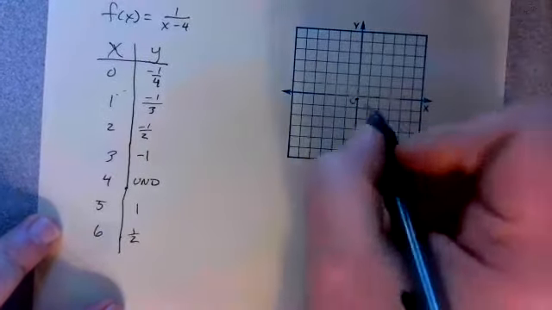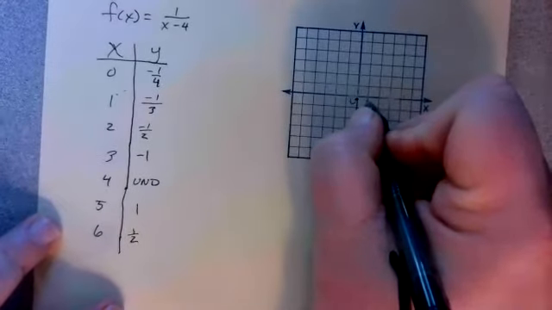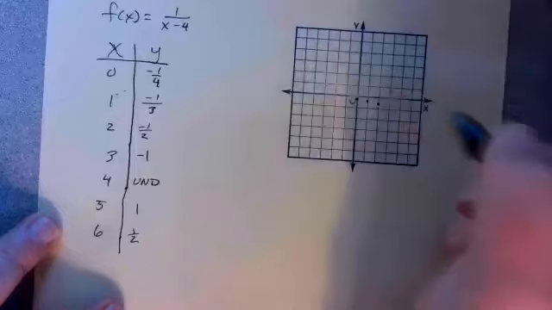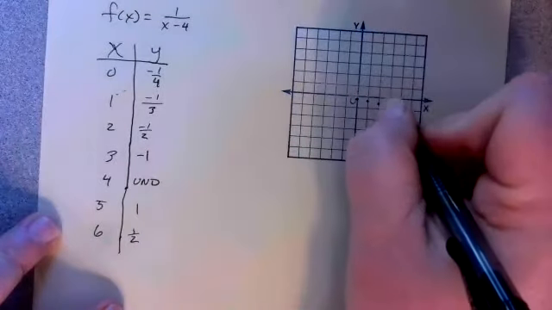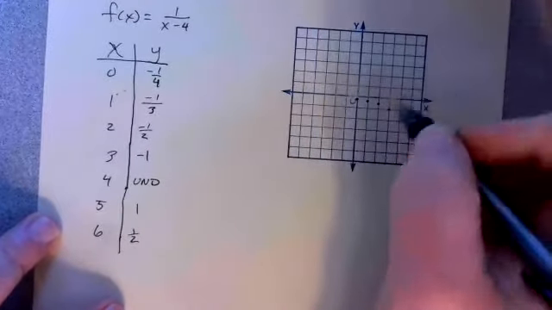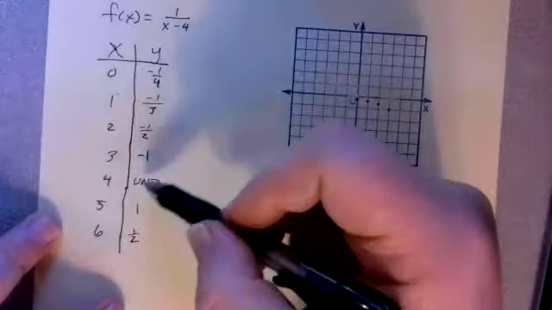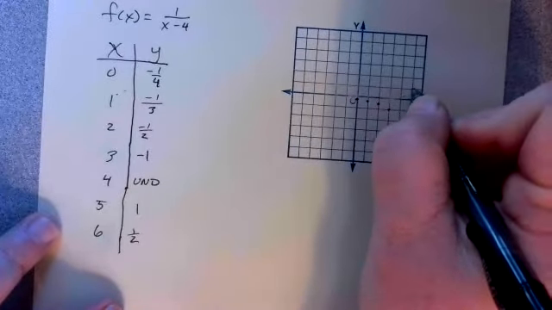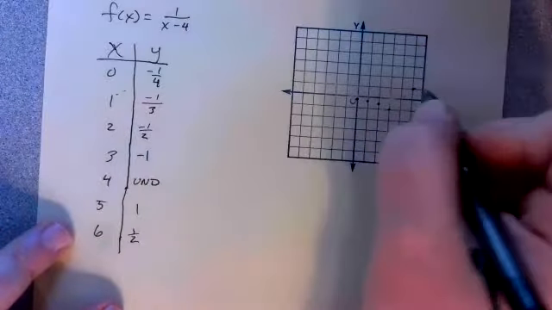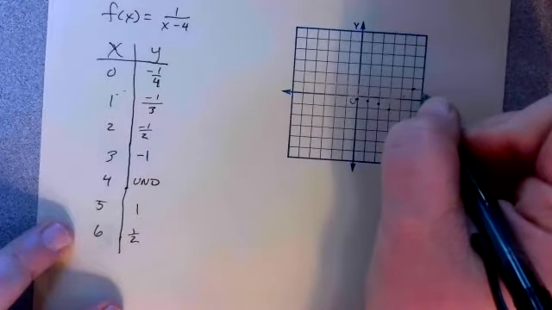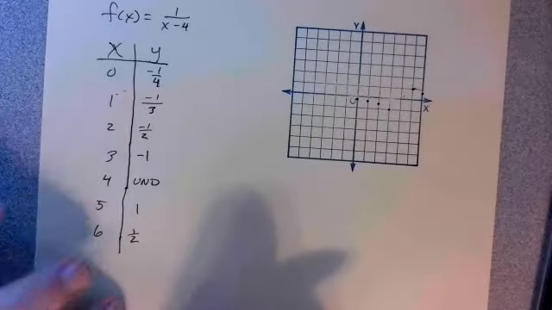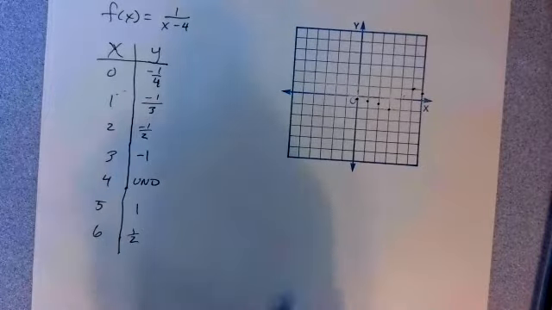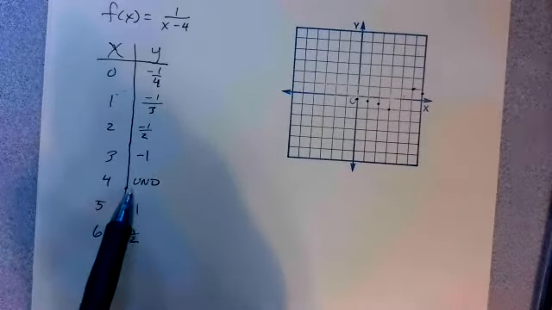And at 1, it's at negative 1/3. Let's call that right there. And at 2, it's at negative 1/2. There's 1/2 right there. At 3, it's at negative 1. Here's a negative 1. At 4, it's undefined. At 5, it's a 1. 1 right here. And at 6, it's at 1/2. Right here.